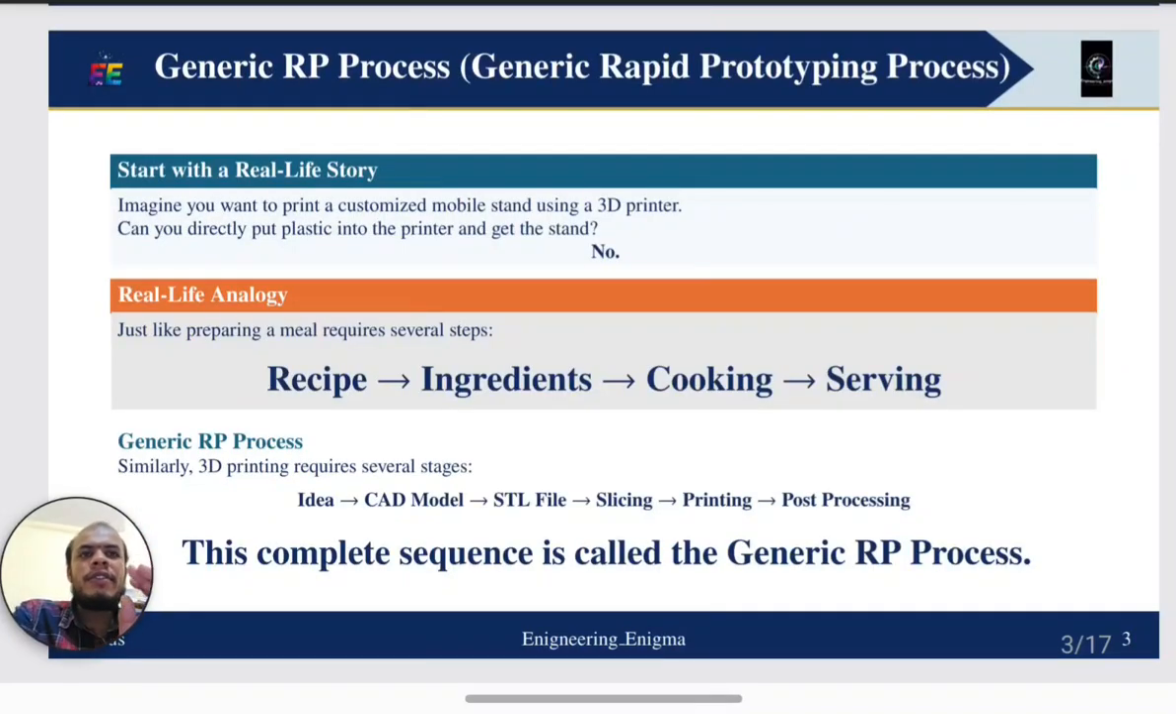So let me start with a simple question. Suppose your mother asks you to prepare biryani. Can you directly start eating? No, right? What do you first do? So you find a recipe, collect all the ingredients that are required for biryani, and then you cook, then you serve, then you eat. Okay. So every activity follows a sequence of steps, right?